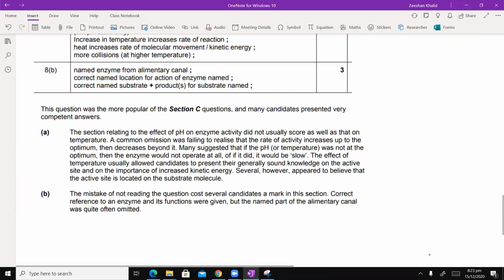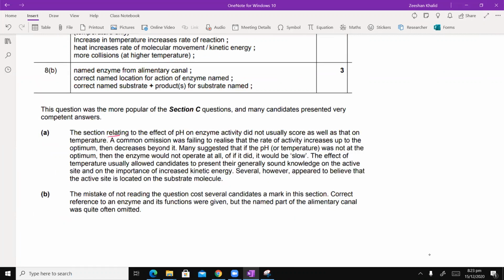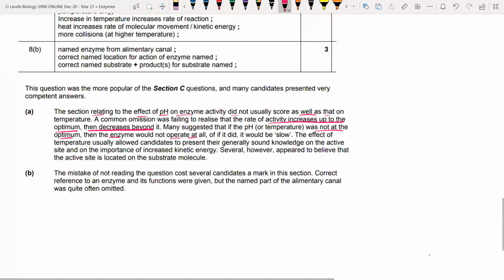देखें जी, A part पे examiner कह रहा है, the section relating to the effect of pH on enzyme activity did not usually score as well as that on temperature. A common omission was failing to realize that the rate of activity increases up to the optimum, then decreases beyond it. Many suggested that if the pH or temperature was not at the optimum, then the enzyme would not operate at all. I will highlight this point and I want to talk about this.